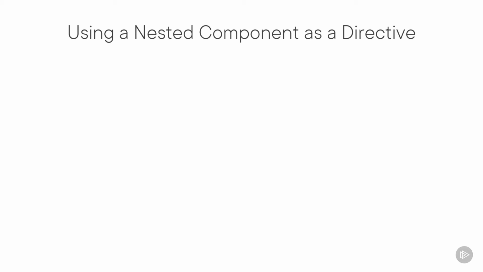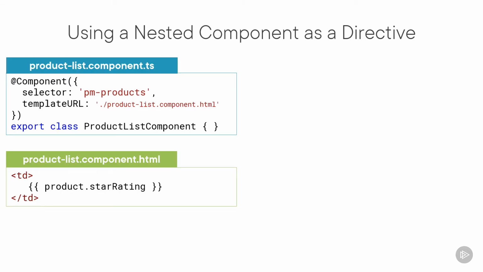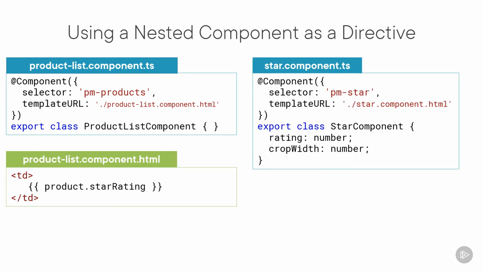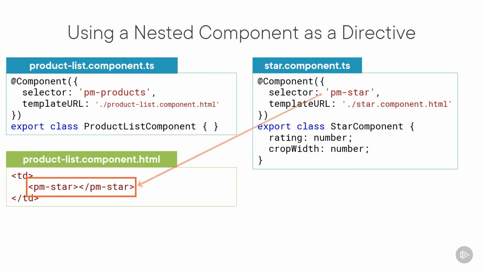We are ready to nest our new component within another component. Here is a shortened form of the code for a container component and its template. And here is the nested component we just created. Instead of displaying the star rating number, we want to display the stars. So we nest the star component in the product list component using the star component's selector as a custom HTML tag. This identifies where in the container to place the nested component's template.